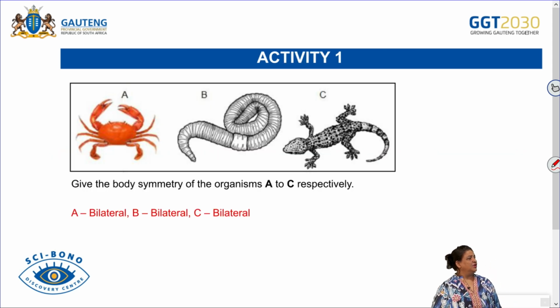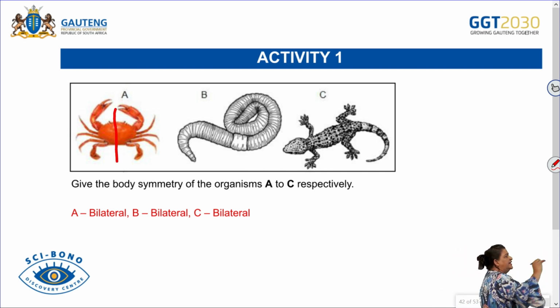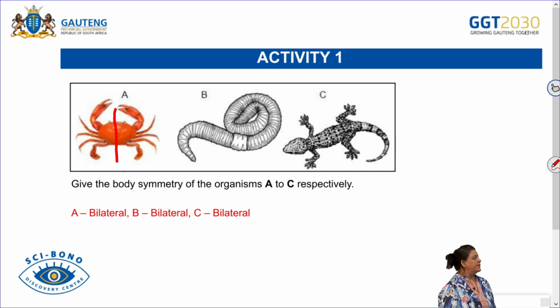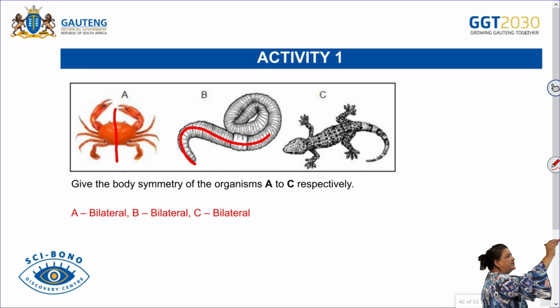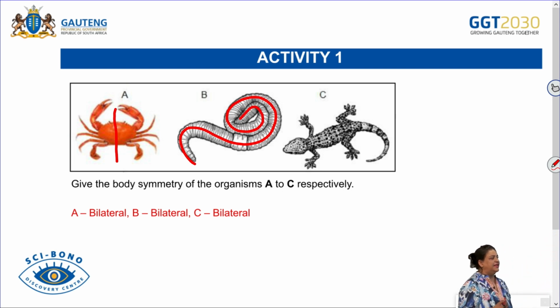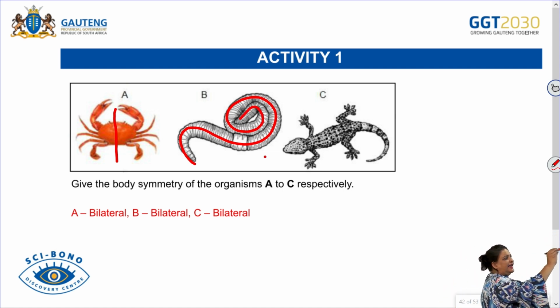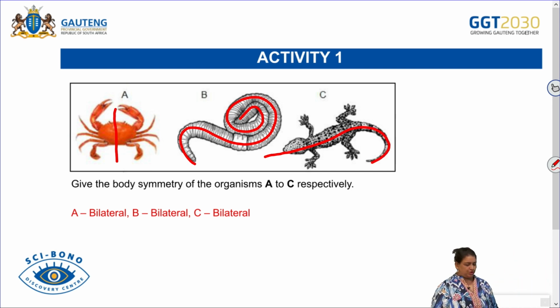Right. So let's look at this activity now. If you're looking at these animals, ask yourself, can I divide this animal into a left and right equal half? This one, I can divide it into an equal half. So that's bilateral symmetry. This one, I have to move along this plane here to get an equal left and right half. That's bilateral. This one, I have to move along one plane like this to get an equal half. So that's also bilateral.